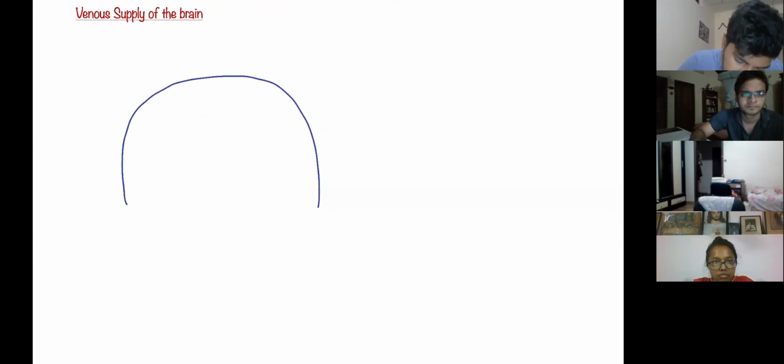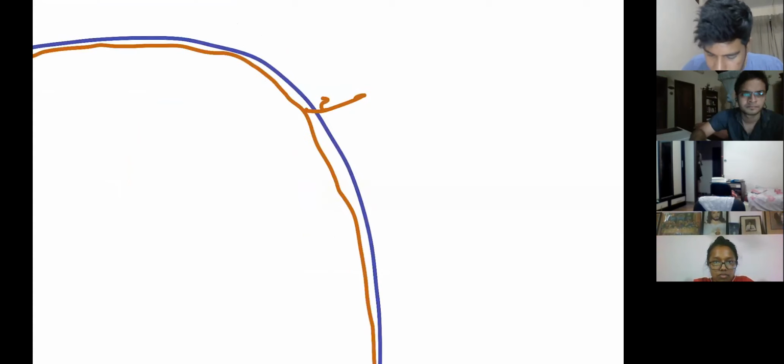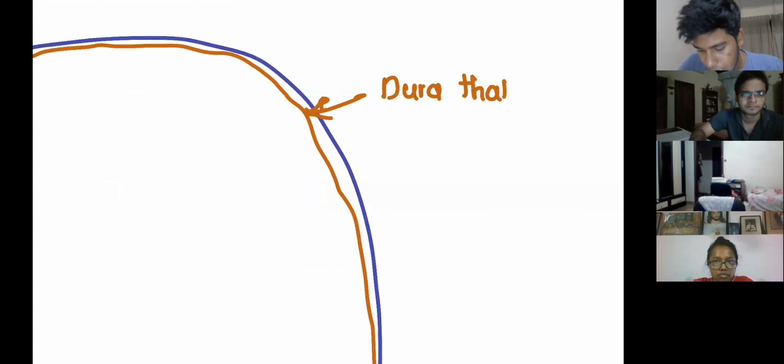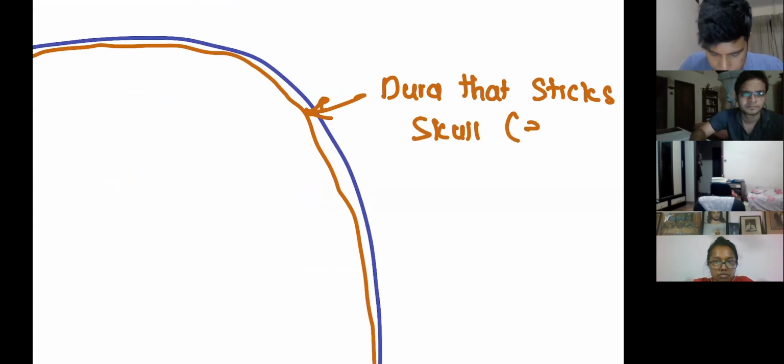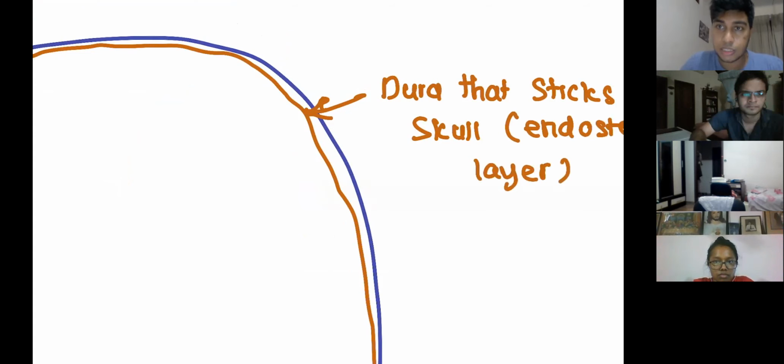Right below that, in a very loving relationship, you have the dura mater, first layer. What I drew in blue is the skull. What is in orange is the dura that sticks to bone, to the skull, and it is called the endosteal layer. This is very important.